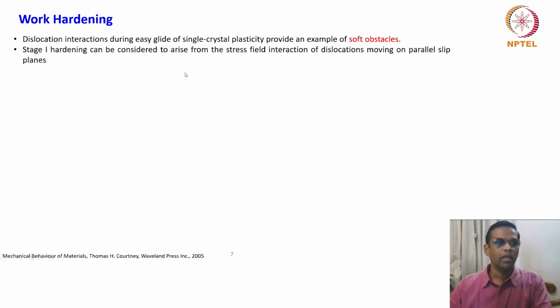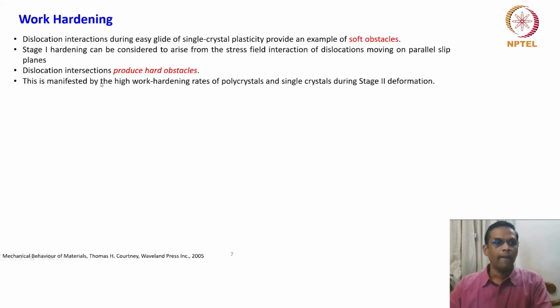In stage 1, hardening can be considered to arise from the stress field interaction of dislocations moving on parallel slip planes. And dislocation intersections produce hard obstacles. This also we have seen. What kind of intersections will produce hard obstacles? One example is jogs, or vacancies and so on. They are all hard obstacles. This is manifested by the high work hardening rates of polycrystals and of single crystals during stage 2 deformation. This also we know.